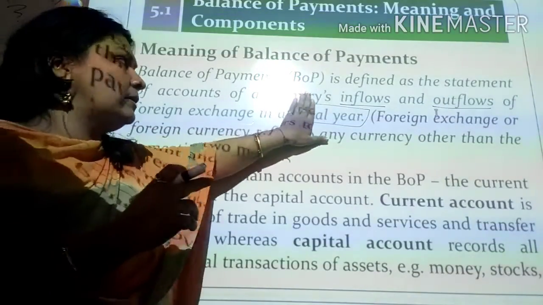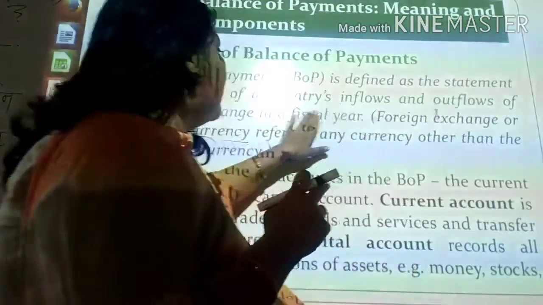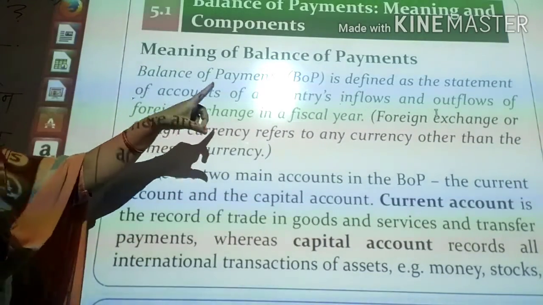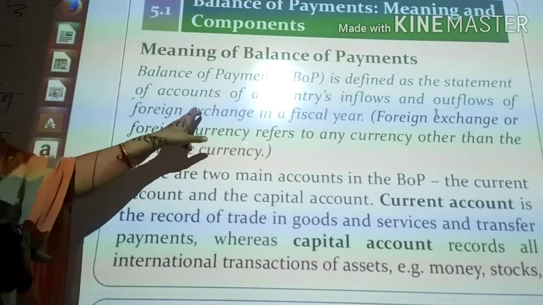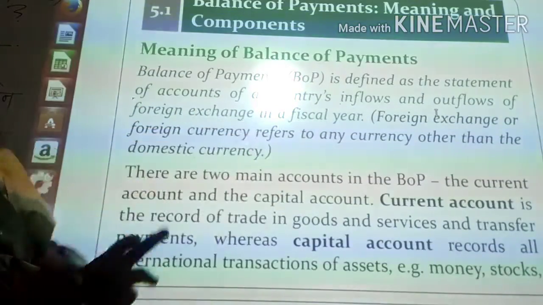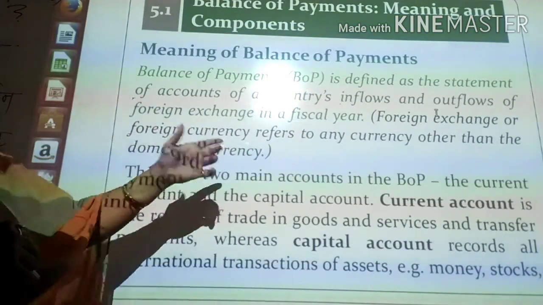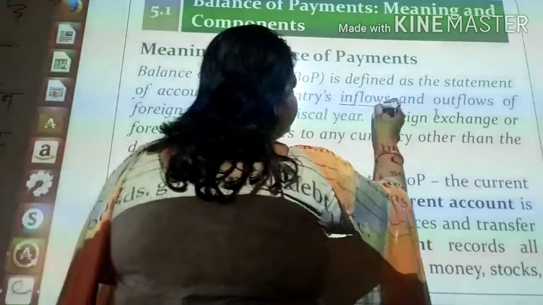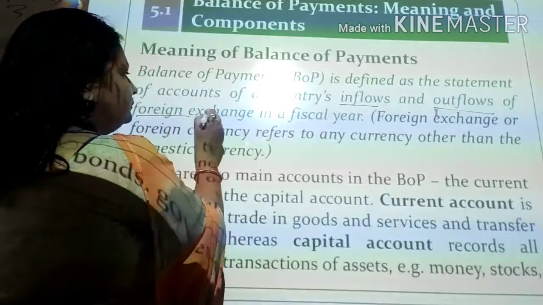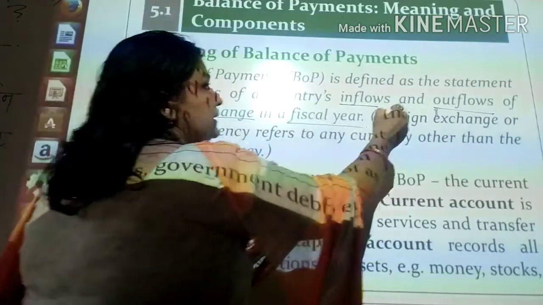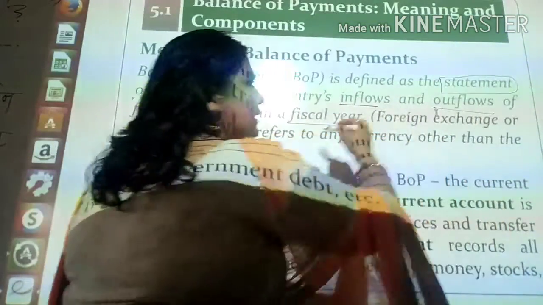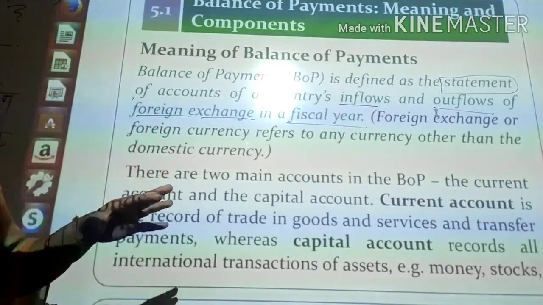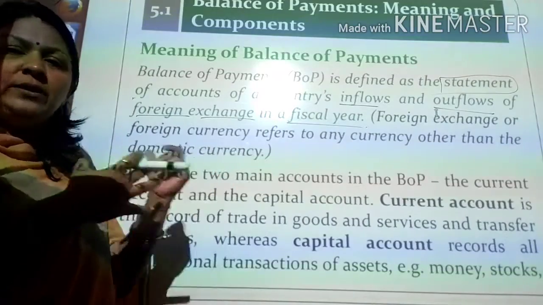So again, what is the balance of payment? Balance of payment is defined as the statement of accounts of a country's inflow and outflow of foreign exchange in a fiscal year. And this is the statement. When we are talking about the accounting concept, you have read that accounts and statement are both different. A statement shows only the actual picture of the scenario.